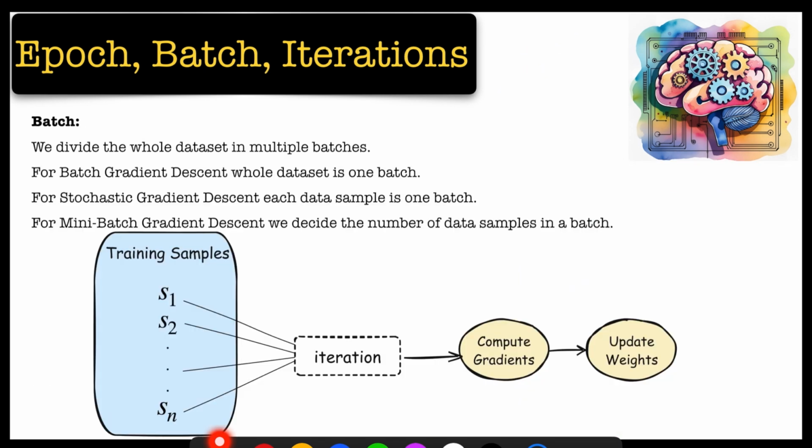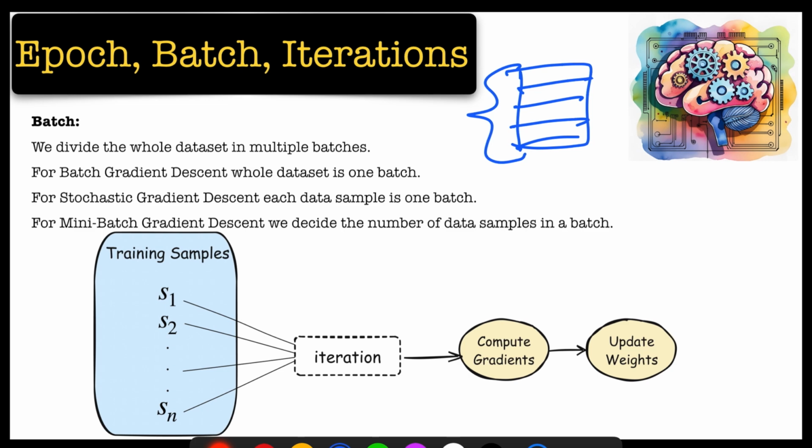Now what is batch? In our previous video we talked about different types of gradient descent, right? Batch gradient descent, stochastic gradient descent, mini batch gradient descent. These are based on different batch sizes. We divide the whole data set into multiple batches. For batch gradient descent, the whole data set is one batch. So if you have 10,000 data samples, the whole data set is one batch. For stochastic gradient descent, each data sample is one batch. For mini batch gradient descent, we decide the number of data samples in a batch. So let's say two data samples in one batch, right?